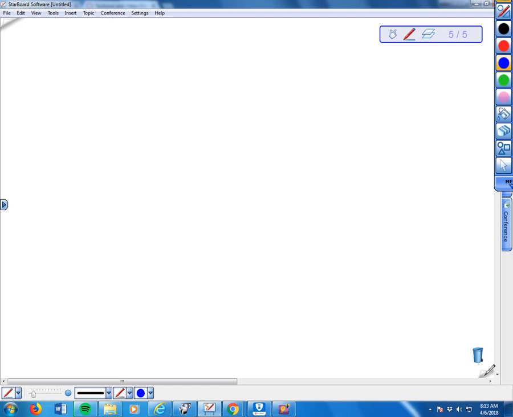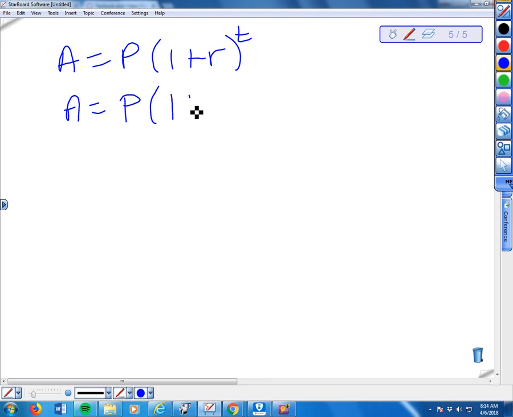was, let's just pretend we're starting with the equation that we've been working with, which is this one. And yesterday we talked about if we change the compounding to something other than annual, this formula becomes this, right? Where n stands for how many times it's compounded in a year.